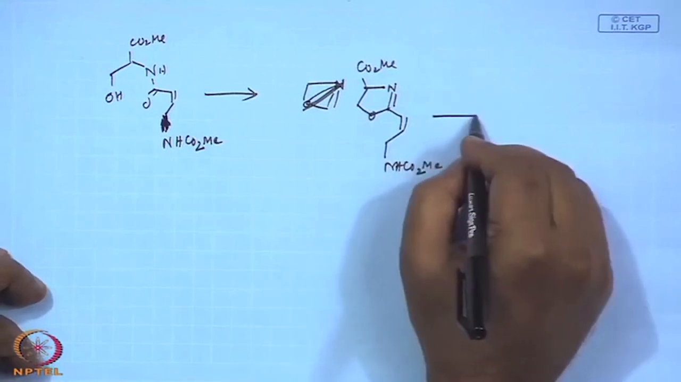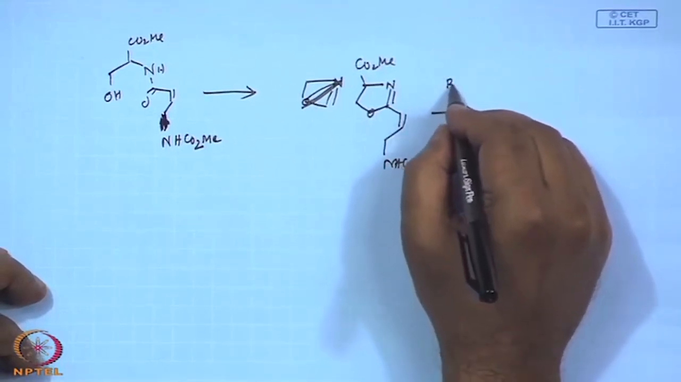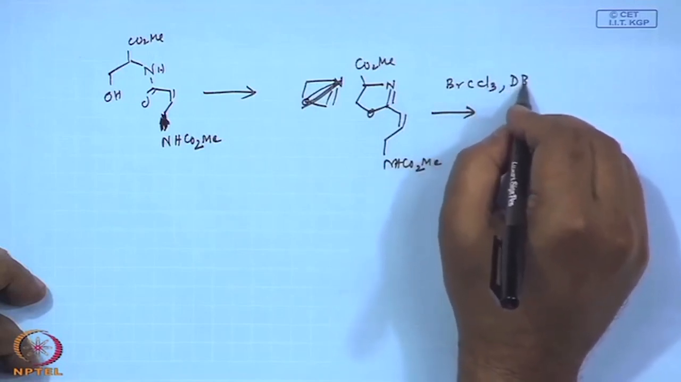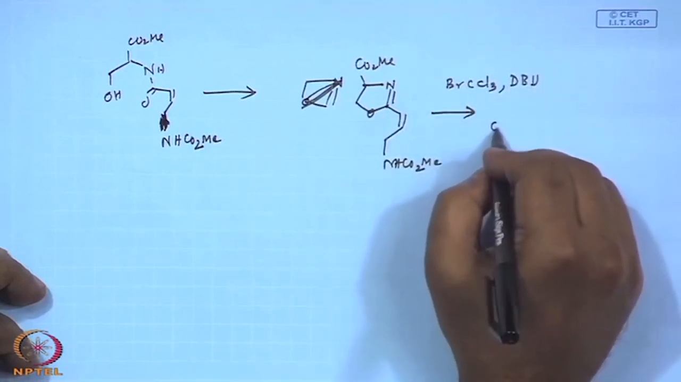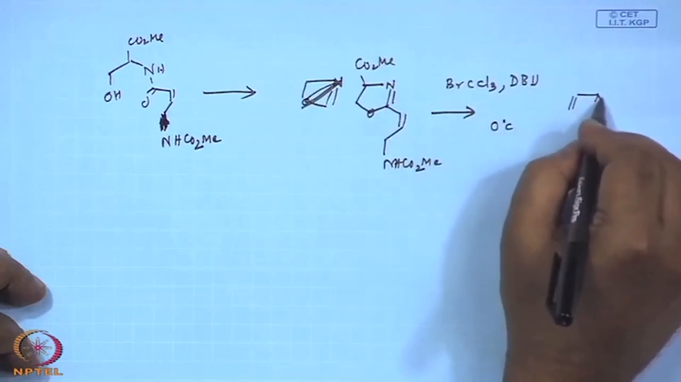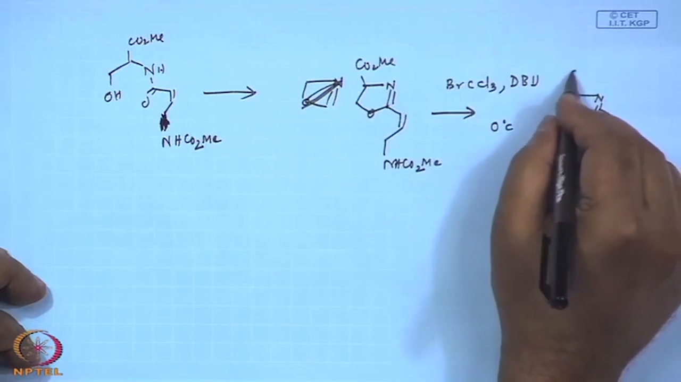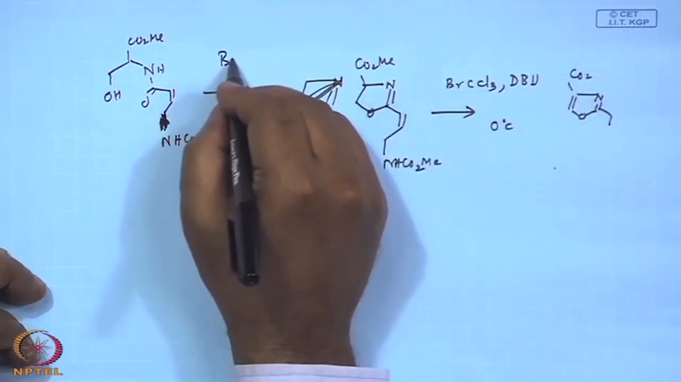Then you have to introduce a double bond. So, what you have to do? You have to use bromotrichloromethane and DBU, and this reaction is done at 0 degree centigrade to give the corresponding aromatized one. I will not write the rest of the things. So, you can use Burgess reagent.